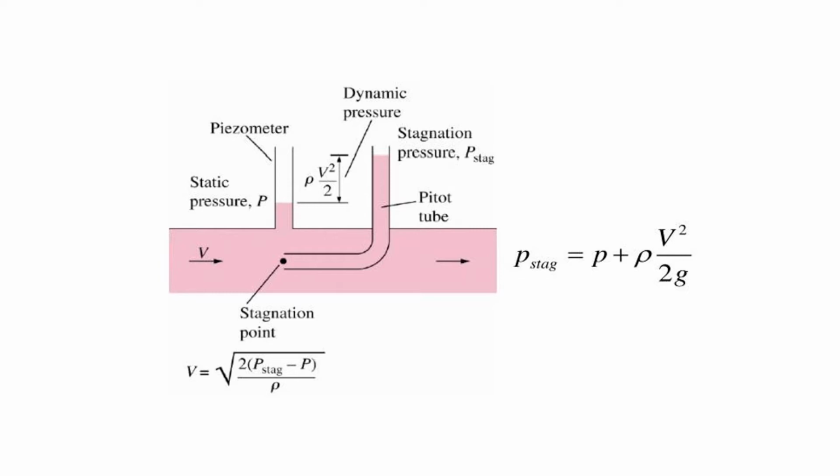Here we have a duct. Inside the duct some fluid is flowing with a velocity v. If you look, there are two instruments inserted into the duct. One is a piezometer, which measures the pressure, and one more is a pitot tube, which also measures the pressure. But if you look here, the positions of these two pressure measuring instruments are different.